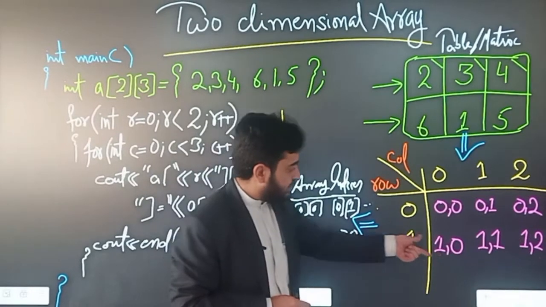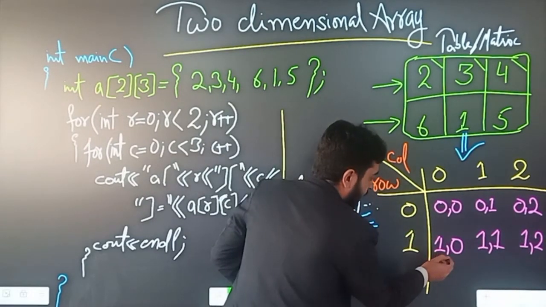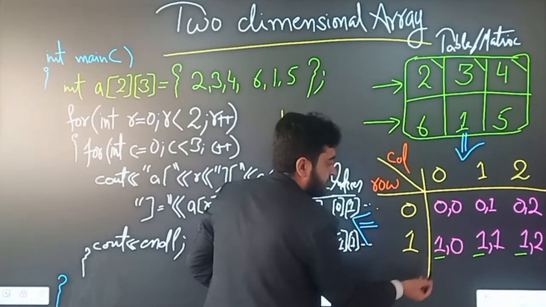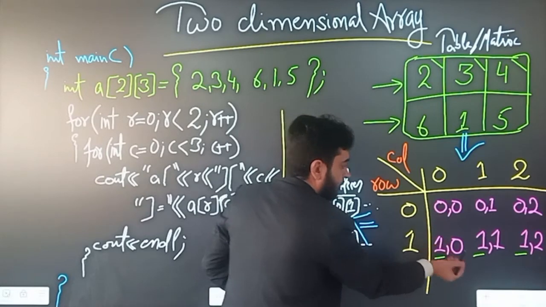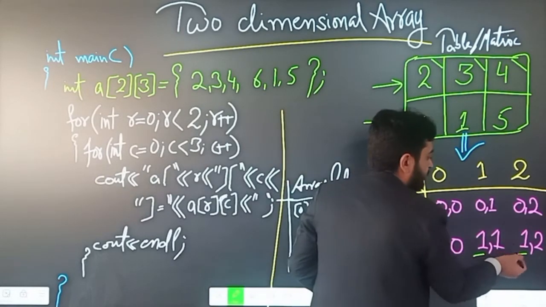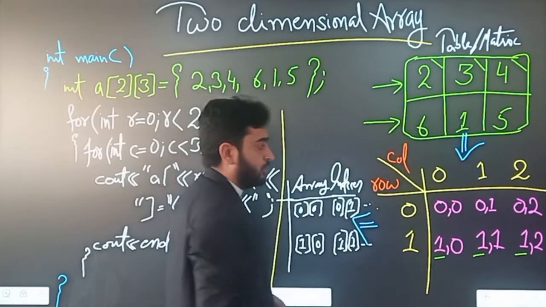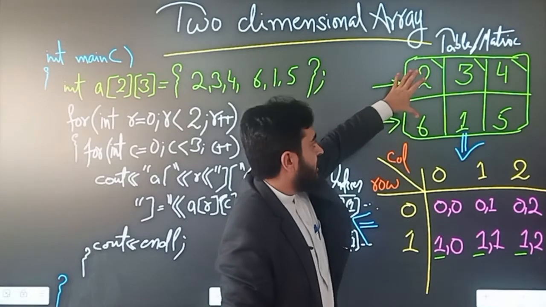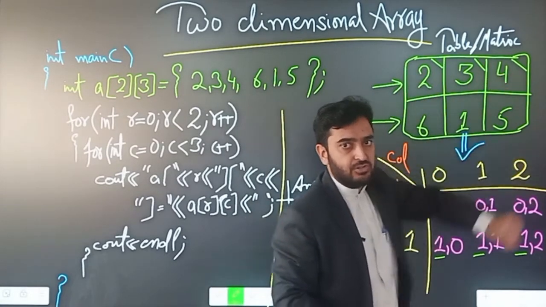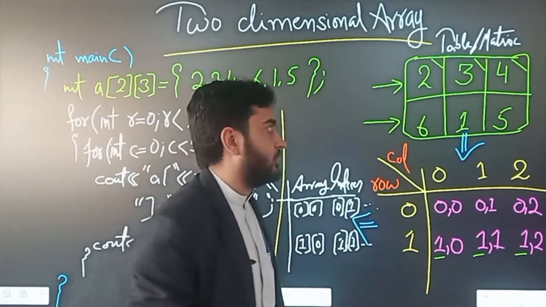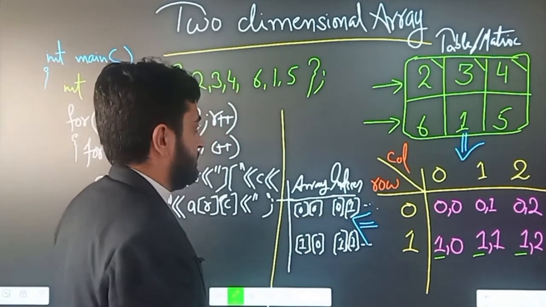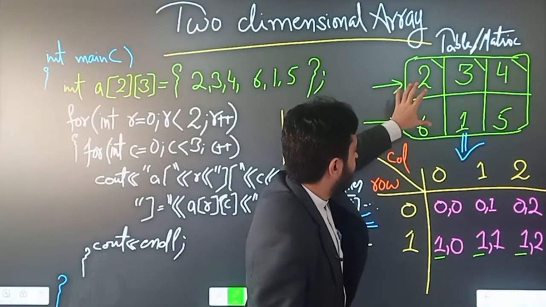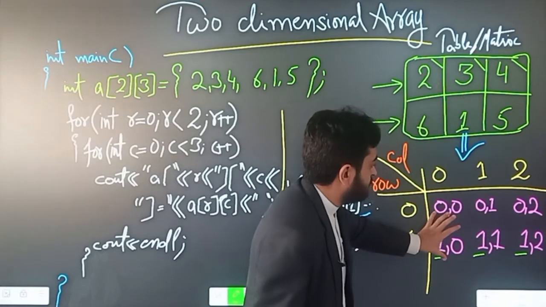You can see in row number 1 that all positions start with 1. So 1, 0 means we are in row 1 and column 0. Then row 1 and column 1, and row 1 and column 2. These are the positions through which we can access the elements inside the table or matrix in the majority of programming languages, just like C++. This is how we can access the elements through the positions.